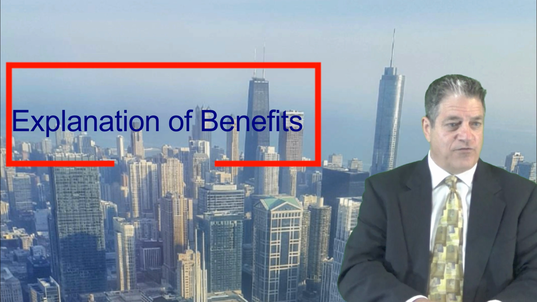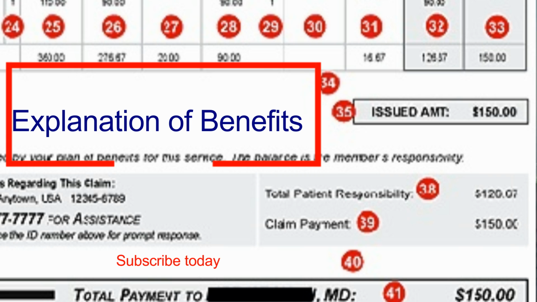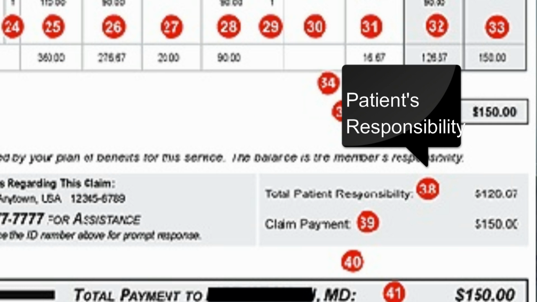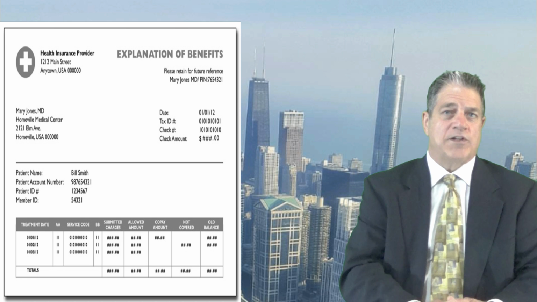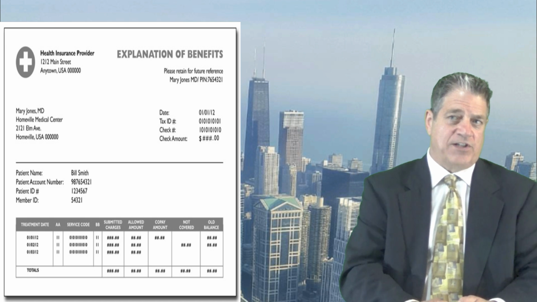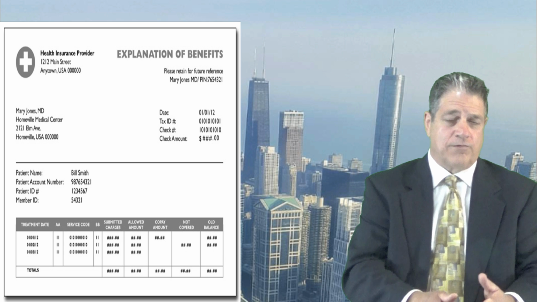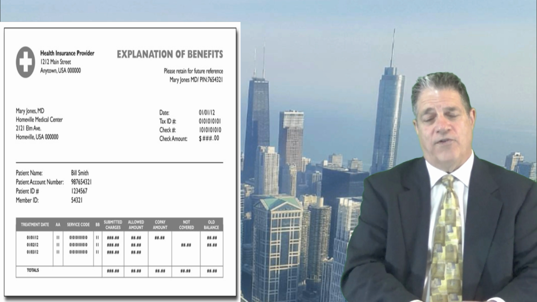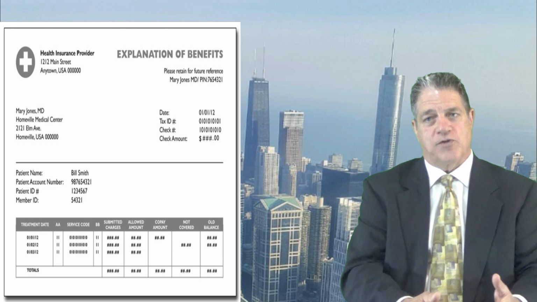So an EOB, it means explanation of benefits. And in this particular case, where we look at number 38, your responsibility is $120.01. And so that would be your responsibility for those services. Now, the reason that you want to have your EOB is obviously to know what your provider was paid, but also what your responsibility is.